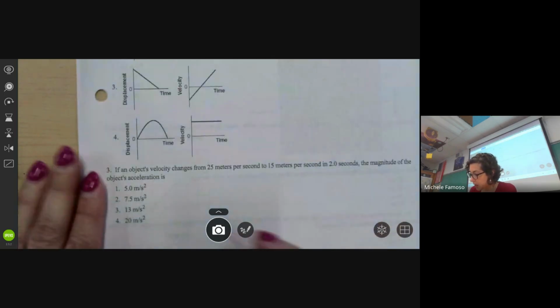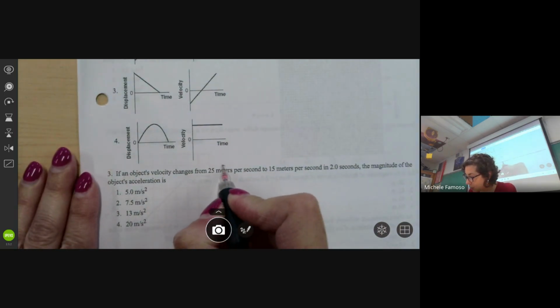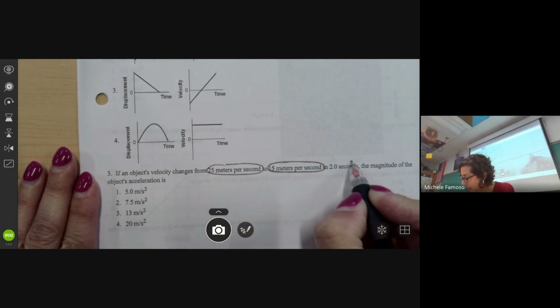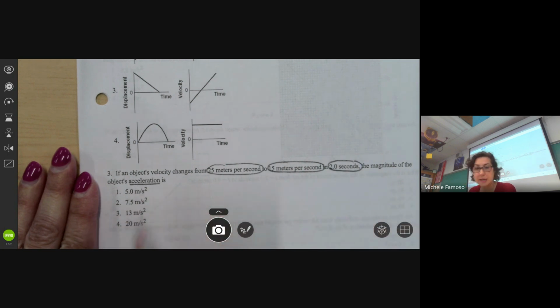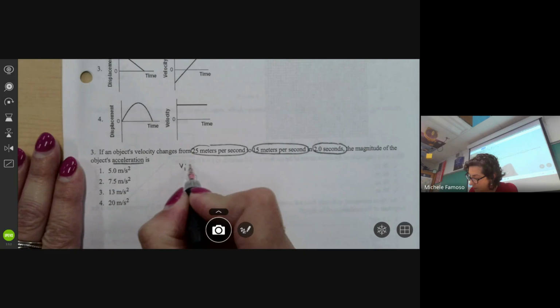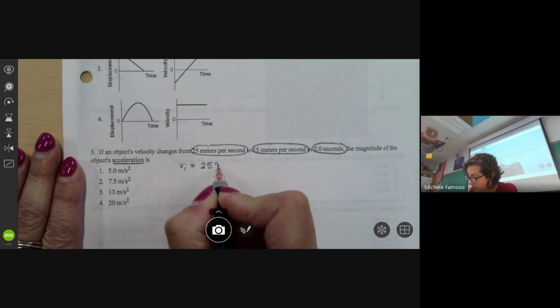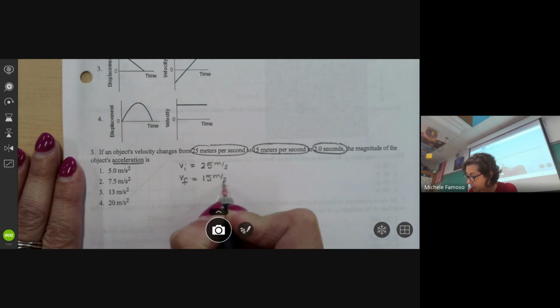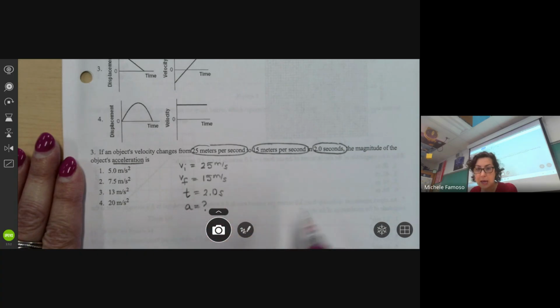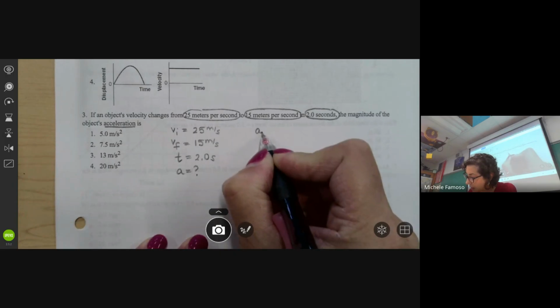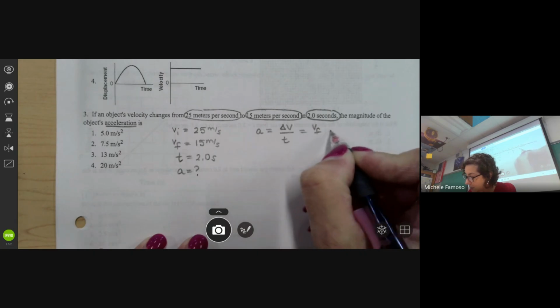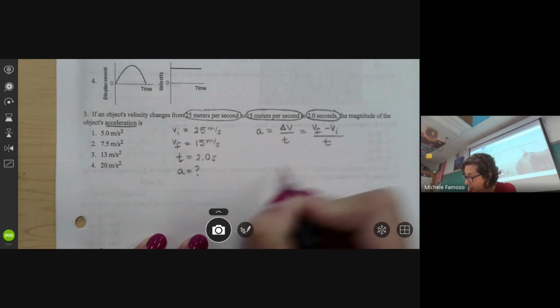Yep. All right, it says an object's velocity changes from 25 meters per second to 15 meters per second in 2.0 seconds. What is the acceleration? So I know my VI is 25 meters per second. The VF is 15 meters per second. The T is 2.0 seconds. I'm looking for A. The best equation on your reference table is A is change in V over T, which is the same thing as VF minus VI over T.